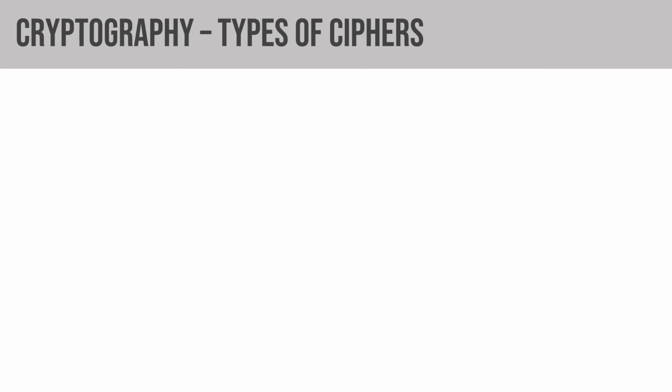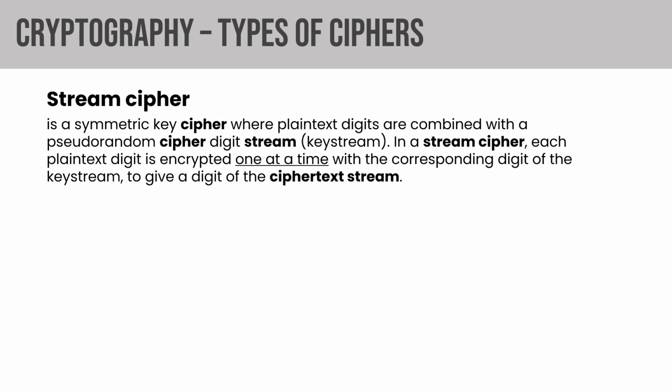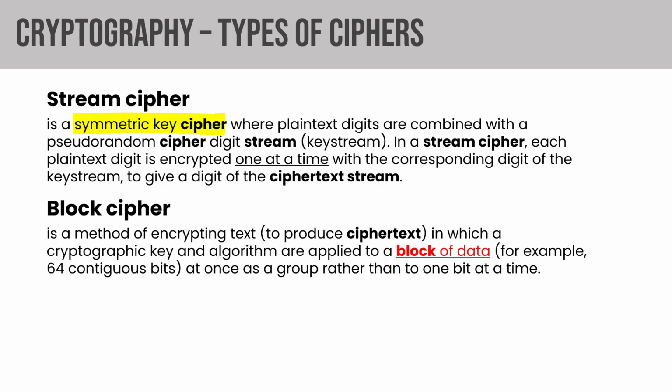So you do need to know the types of ciphers that are out there. So stream cipher, number one, a symmetric key cipher. In a stream cipher, your plain text digit is encrypted one at a time. It's a stream, so to speak, because it's not a block of data. So where a stream cipher goes one character at a time, a block cipher will apply the key and algorithm to a block of data, like 64 contiguous bits, for example. So basically as a group rather than one bit at a time. So that's the fundamental difference between a stream cipher and a block cipher.